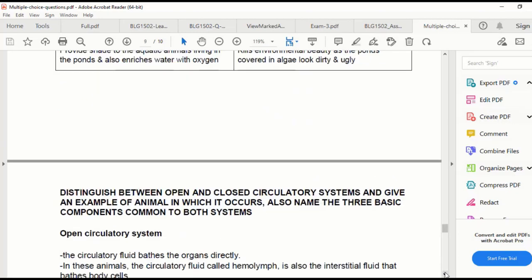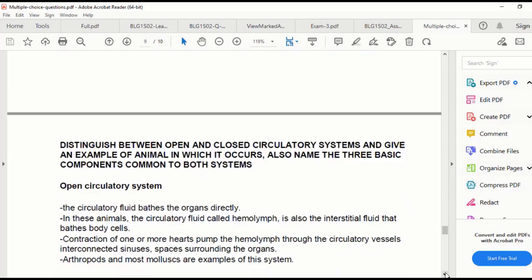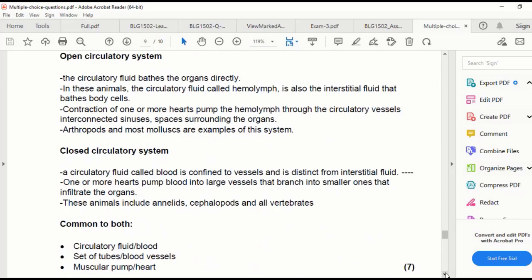Then, distinguish between open and closed circulatory systems and give an example of an animal in which each occurs. Also name three basic components which are common to both systems. This is also a huge question which has lots and lots of, I almost said money, but marks. But either way, it is better than money.